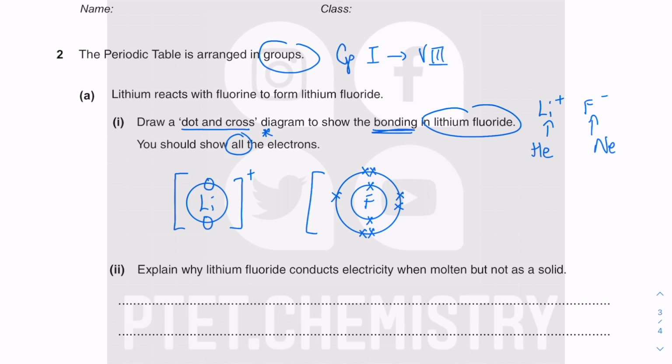So I've got 7: 1, 2, 3, 4, 5, 6, 7. Group 7 has 7 outer shell electrons because this is fluorine, group 7. I gain 1 electron, so I have one more dot in a circle, and then I am F minus. I show all the inner shell because I show all the electrons. Lithium fluoride: 1 lithium atom loses 1 electron, 1 fluorine atom gains 1 electron. The charges balance out, so I just need one of these to balance out the charge for one of these.